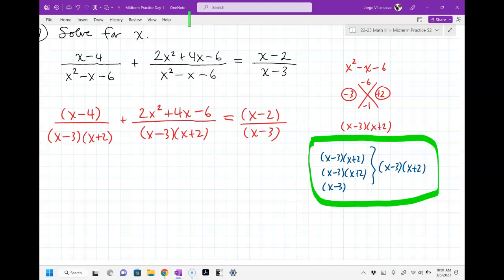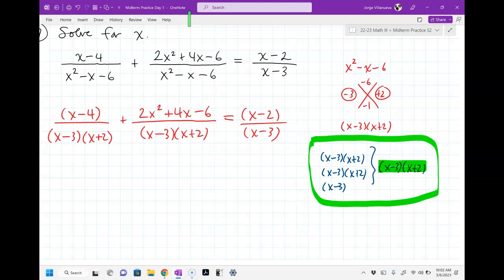X minus 3, x plus 2, x minus 3, x plus 2, and x minus 3. We look for what they all had in common, at least one of each, right? So x minus 3 to the first, because there's no second power on any of them. And then the x plus 2 is the next one. Even though the third one doesn't have an x plus 2, it's okay, right? As long as it shows up once, we just write that down to its highest power, which is power of 1. So this part right here is my LCD, okay?